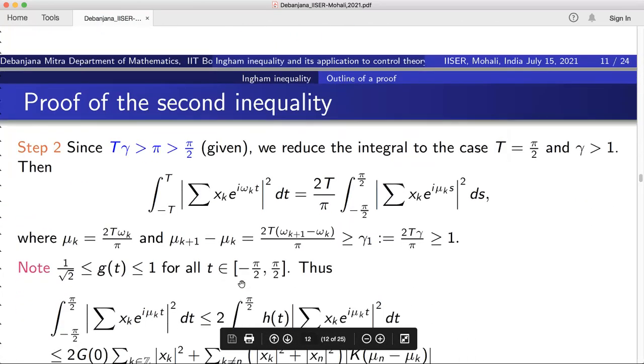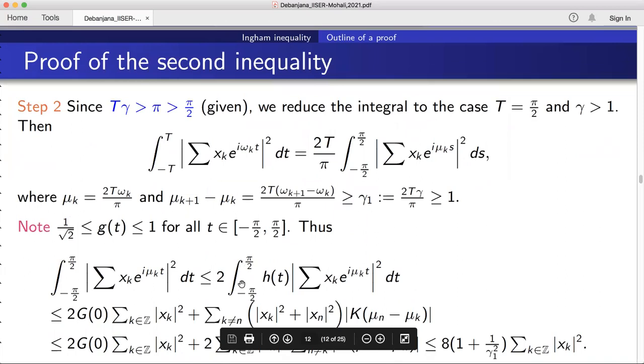Yeah. So the next part also uses a similar trick, but instead of minus pi to pi, the idea is to do a change of variables such that we reduce to the case where the L2 norm is taken from minus pi by 2 to pi by 2. Then if we calculate the gap condition of the new exponents, we get gamma 1, which now looks like 2 T gamma by pi, which is strictly greater than 1. So again it is enough to prove the inequality for T equal to pi by 2 and gamma strictly greater than 1.